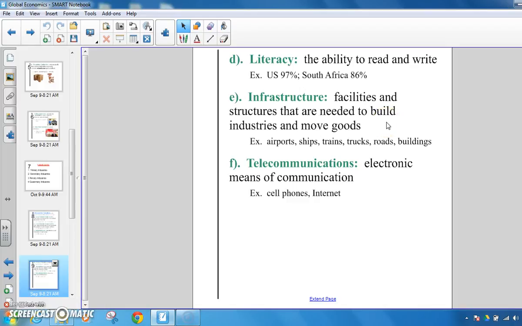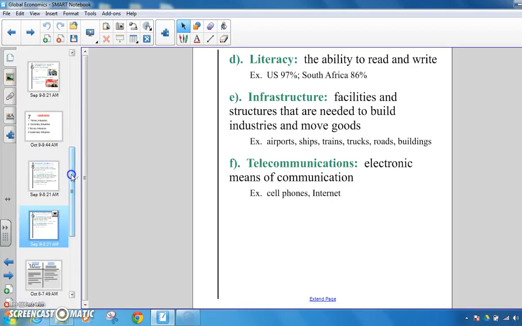Infrastructure are the buildings that we have, the roads that we have, the trains, the trucks, the ships that we have. It's all of our communication that we have. Globalization is huge with countries that have huge infrastructures to be able to use. And telecommunications, this is simple. A lot of you can probably hold up your phone right now. Hopefully you're not text messaging in class, but you've got your cell phones, and that's a means of communication. Countries that usually have a number of means to communicate are a lot richer.